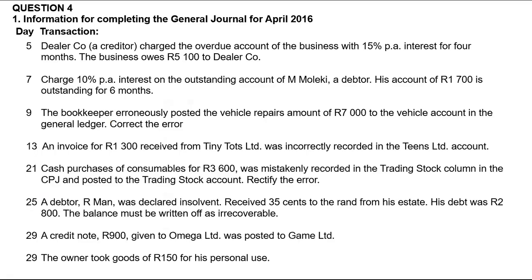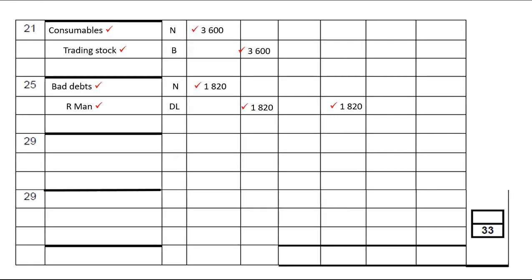Let's go to the 29th. It says a credit note of 900 given to Omega Limited was posted to Game Limited. So Omega Limited and Game Limited are debtors. We just debited the wrong person, which is Omega. No, actually, it's a credit note. I'm thinking about the invoice now. We debited debtors' allowances, but we credited Omega Limited. So we're going to debit Omega Limited and credit Game Limited, because Game Limited is the one that owes us less. The reason why Game Limited owes us less is because they returned the goods. Okay. And this is what we're going to do here.